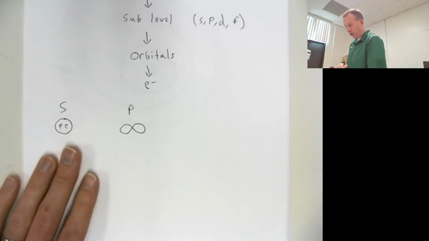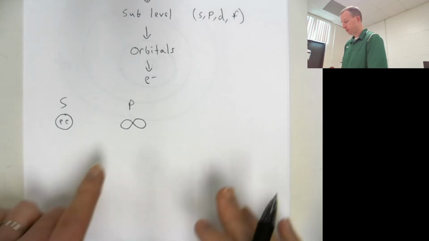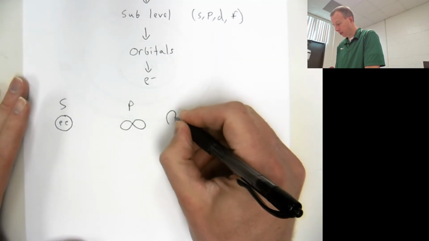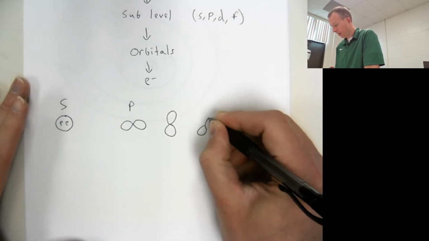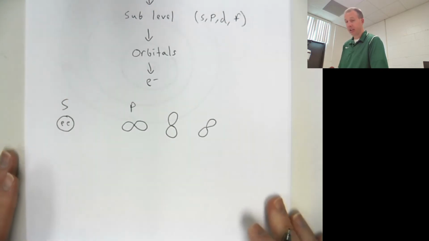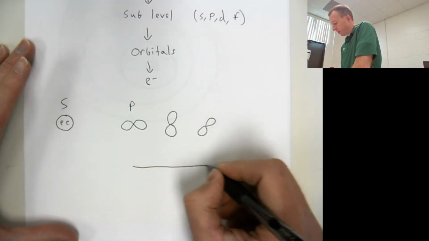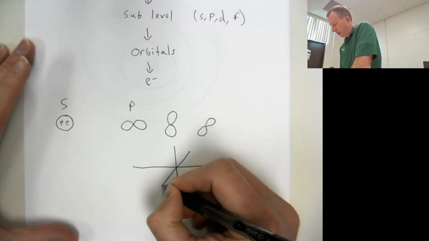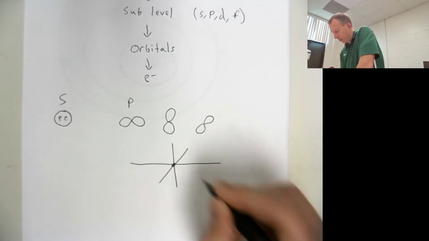Now, there's one s orbital. In theory, there's one s orbital max. In theory, there are 3 potential p orbitals. All right. And they kind of look like this. They're all the same shape, but you need to think of them in terms of a 3-dimensional plane, where the nucleus is right in the middle.